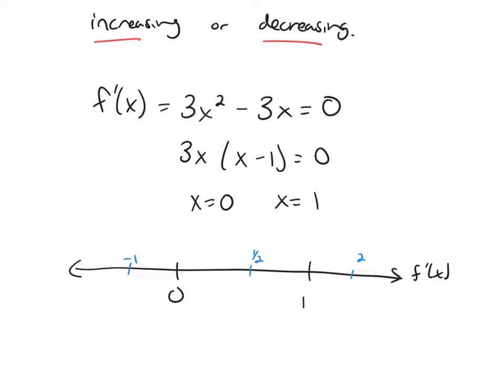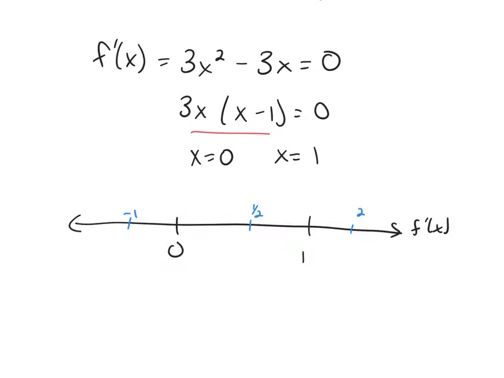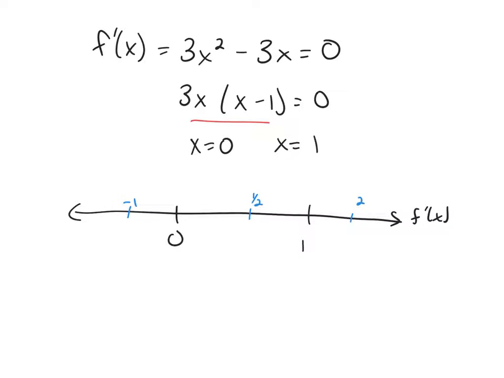So I'm going to use this factored form right here. If I plug in -1, 3 times -1, -1 minus 1. So this part will be negative. This part will be negative. A negative times a negative will be positive.